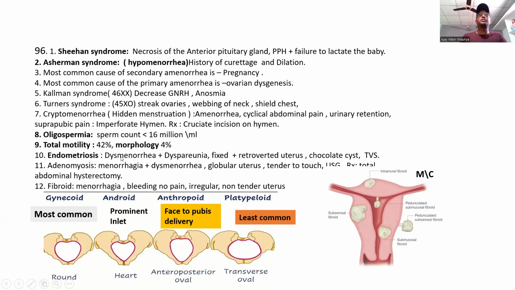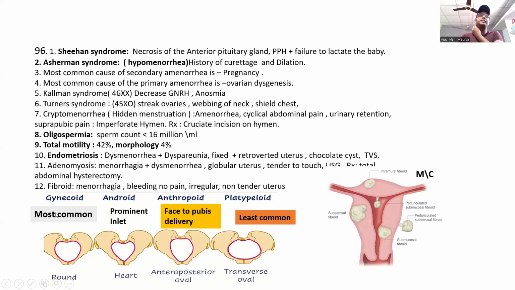Endometriosis, I think everyone knows this, there is dysmenorrhea and there is a chocolate cyst under TVS. The adenomyosis, guys, you have a globular uterus and it is tender to touch. I think you know, menorrhagia plus dysmenorrhea, and the treatment is total abdominal hysterectomy. And the fibroid, guys, remember that intramural is the most common. We are having the submucosal and the subserosal. Please remember, they will give the images and you have to identify.